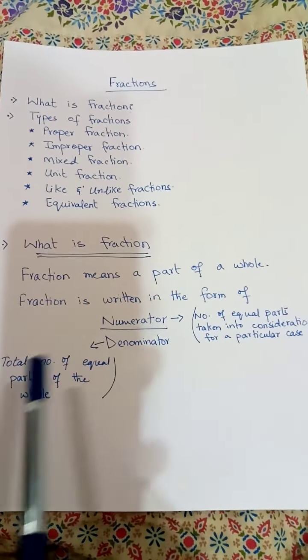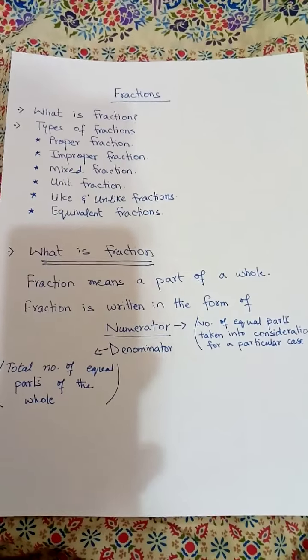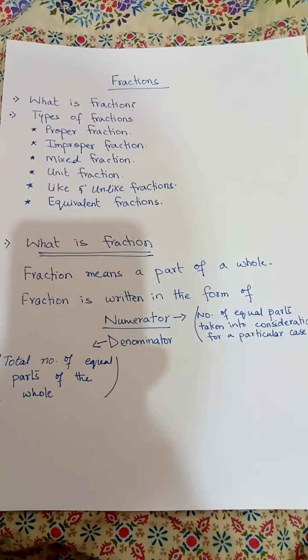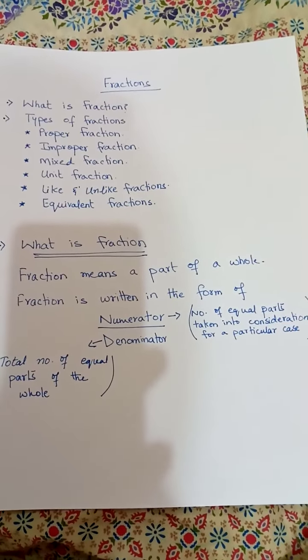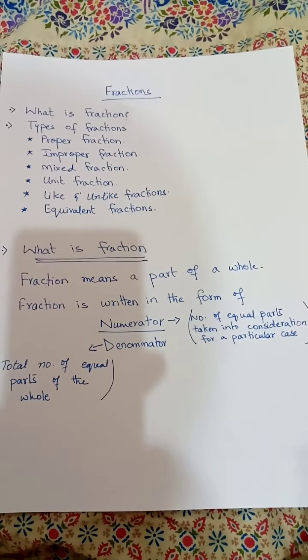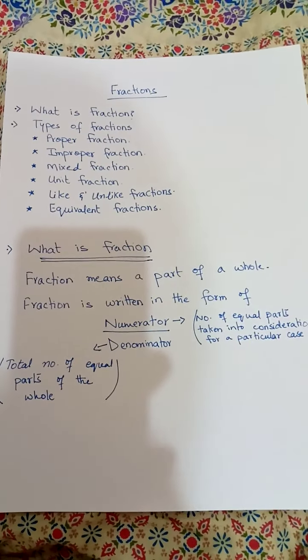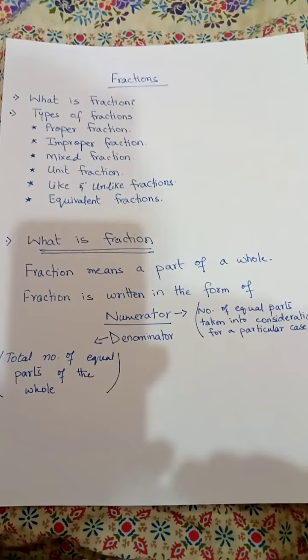And what is denominator? Basically total number of equal parts of the whole. So how many parts the whole is divided into? The whole apple is divided into two parts. So the fraction is going to be 1 upon 2. So hopefully it is going to be clear to all of you what is a fraction and how we can write it. We are going to write it in numerator over denominator form.